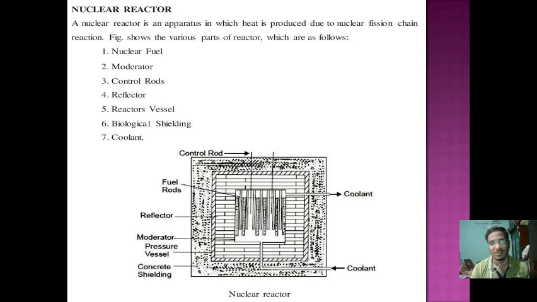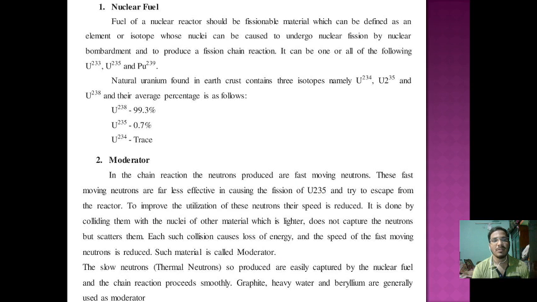First one is nuclear fuel, moderator, control rods, reflector, reactor vessel, biological shielding, coolant. For every part, we have to know what the part is and what its working is. Next, we are looking deeply at nuclear fuel. What is nuclear fuel? The fuel of a nuclear reactor.